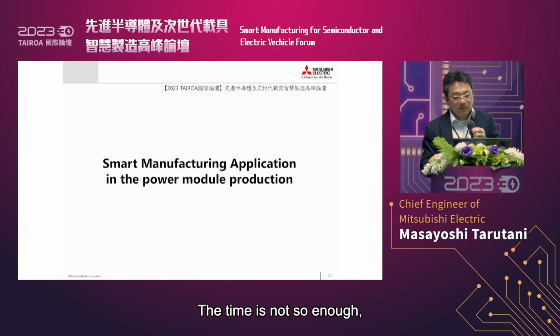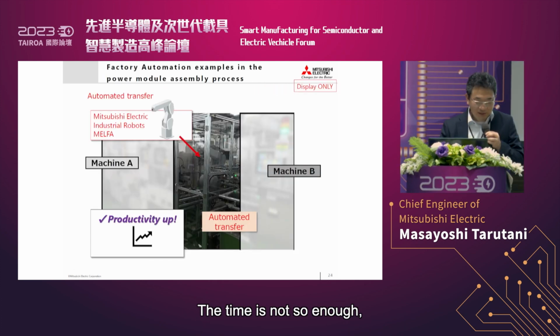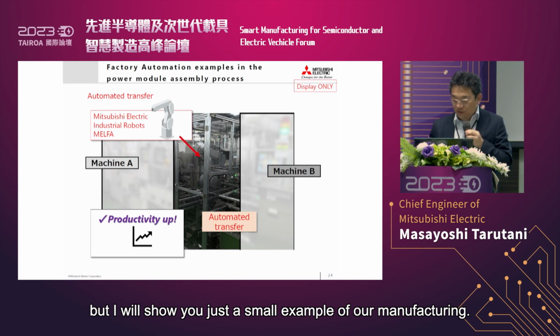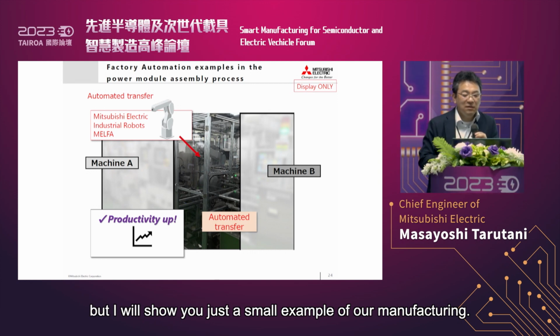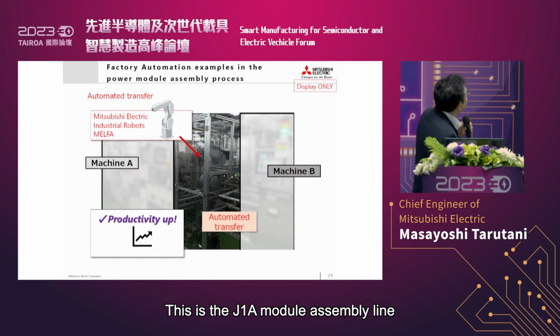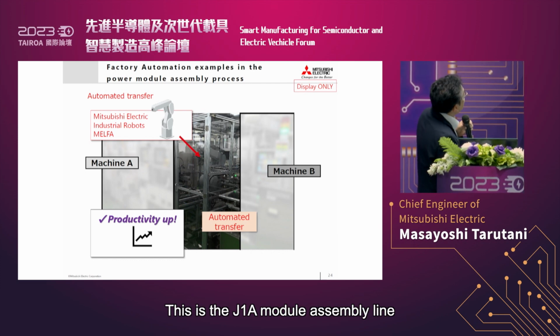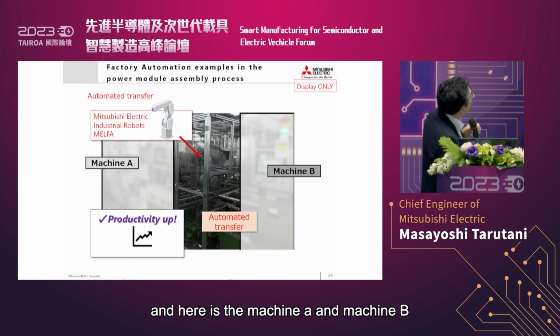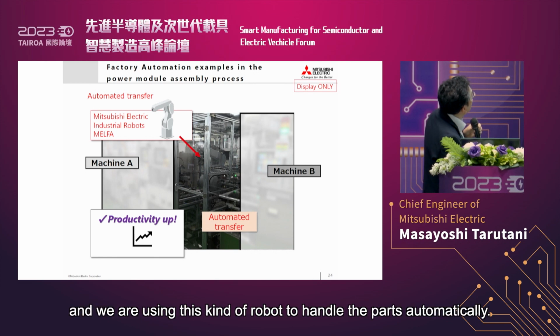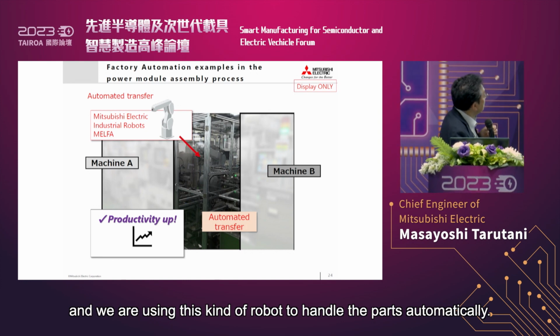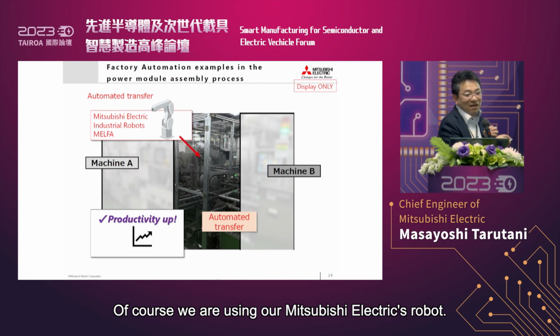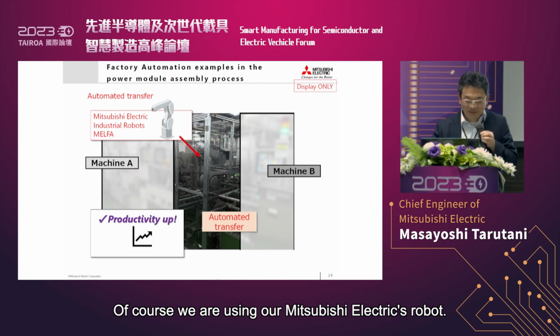Okay, the remaining time is not so much, but I will show you just a small example of our manufacturing. This is the J1A module assembly line, and here is machine A and machine B, and we are using this kind of robot to handle the parts automatically. And of course, we are using our Mitsubishi Electric robot.